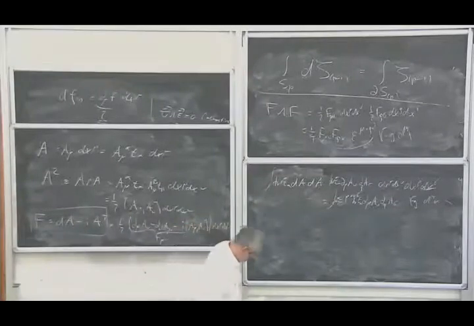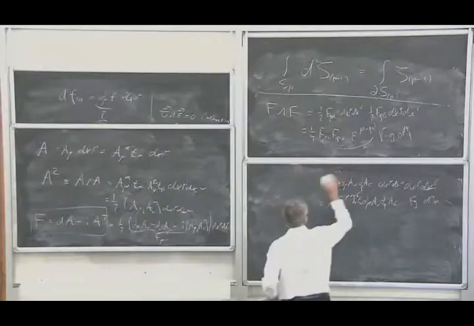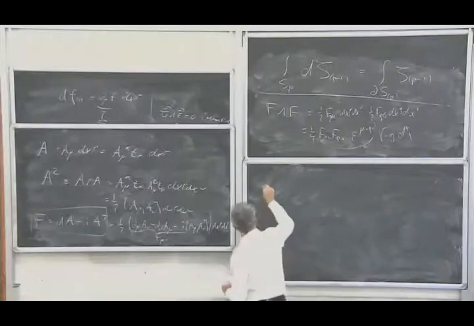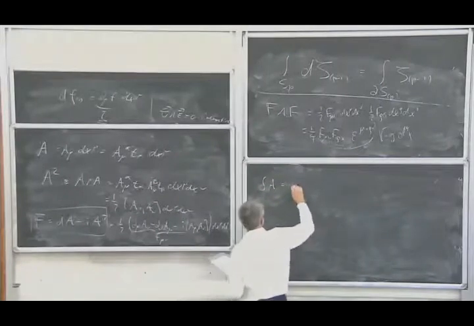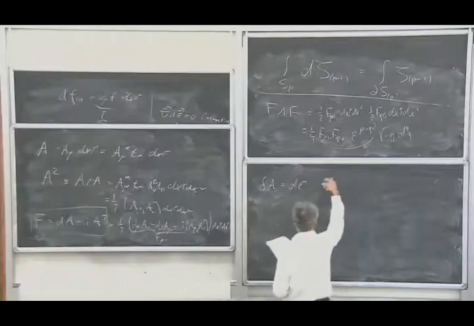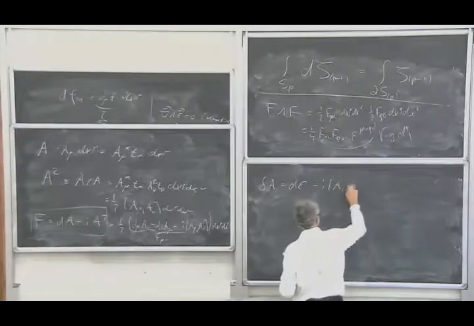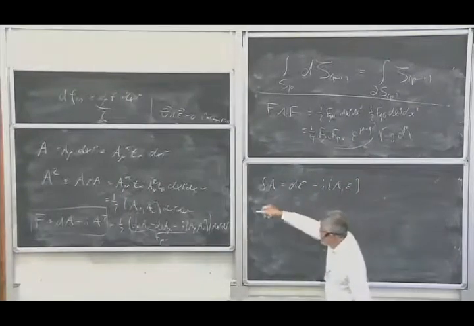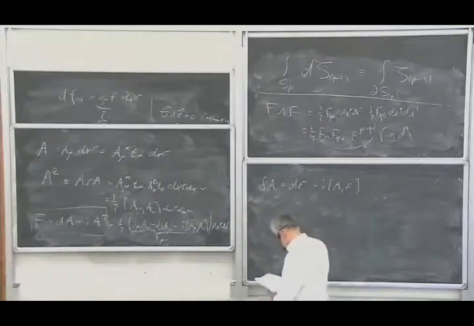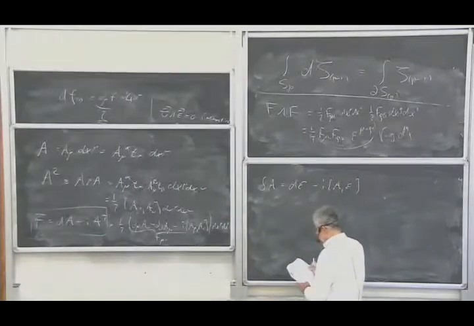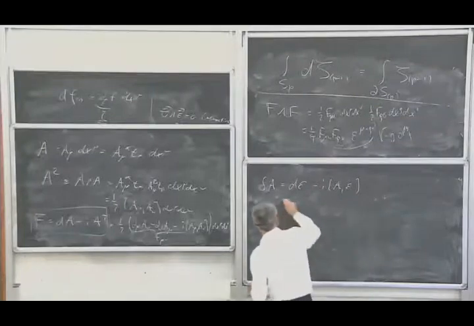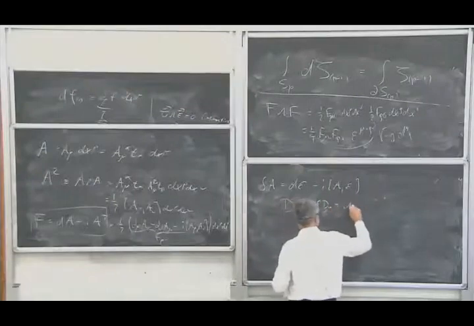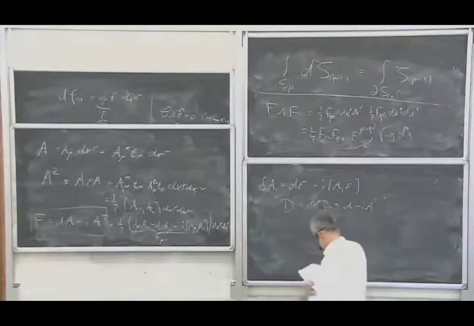The gauge transformation of A, delta A, well, it's d epsilon, and then there is the commutator term. Instead of delta A mu, now we write it for the form, and you just get this expression here. And we can introduce a covariant derivative 1 form as dx mu D mu, which is d minus i A. Okay?